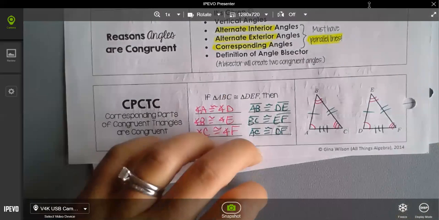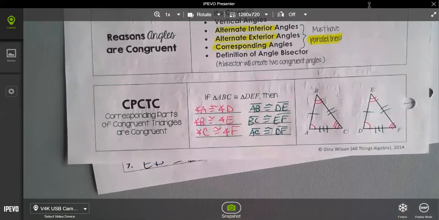Okie dokie. So we are done with our unit. You can look forward to some practice on this, and then we will review, and then we will have our test on this unit very shortly. See you soon.